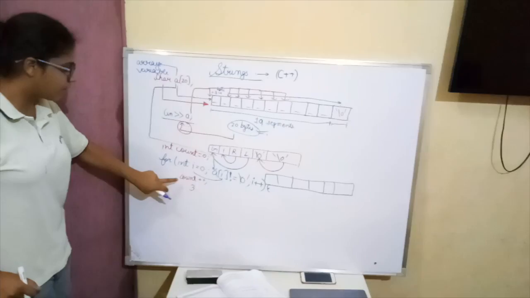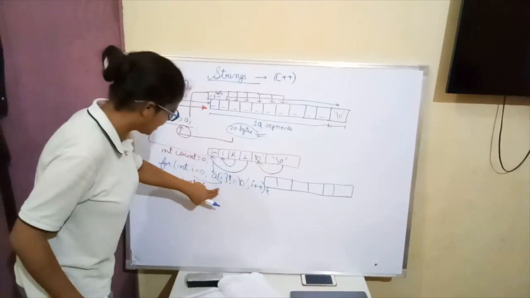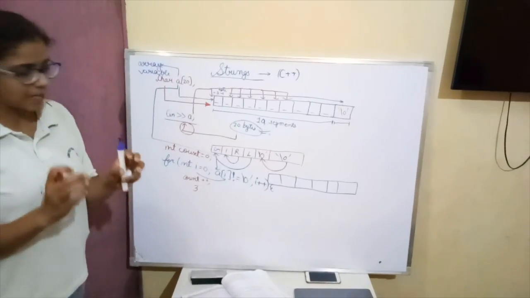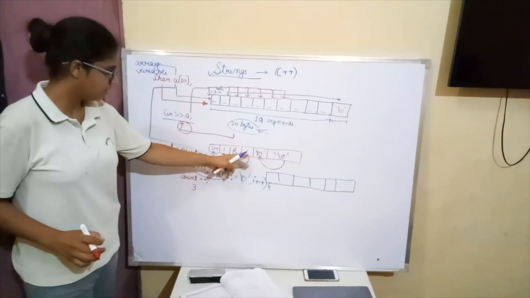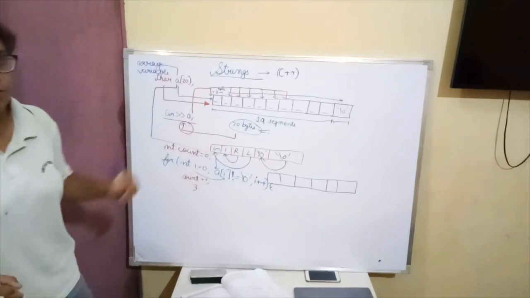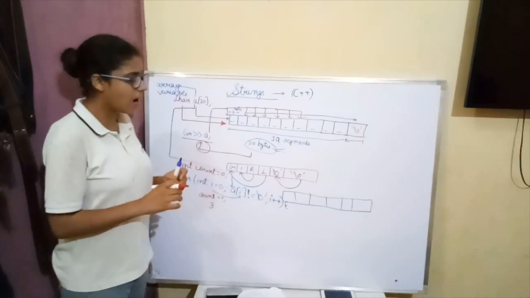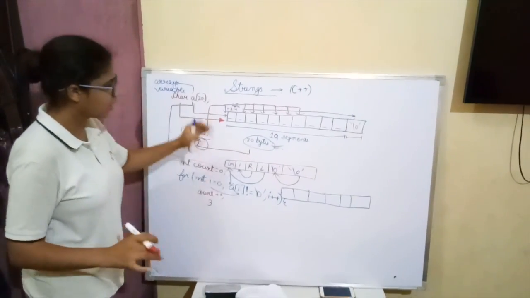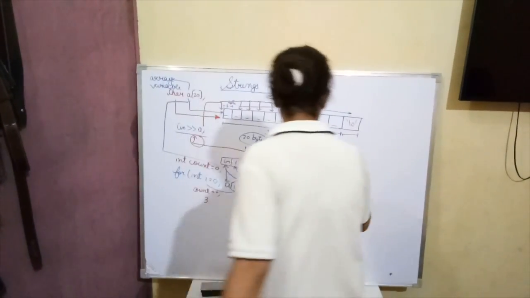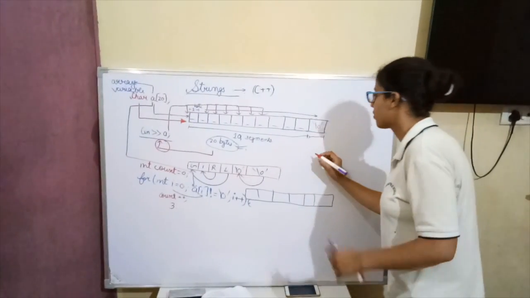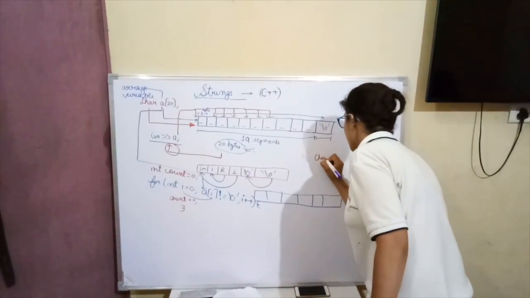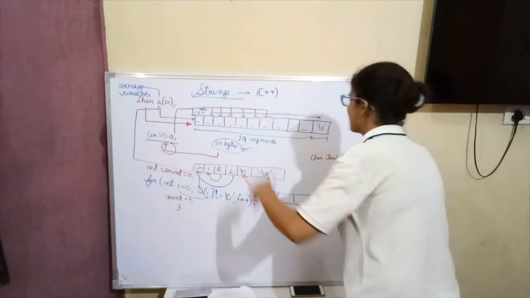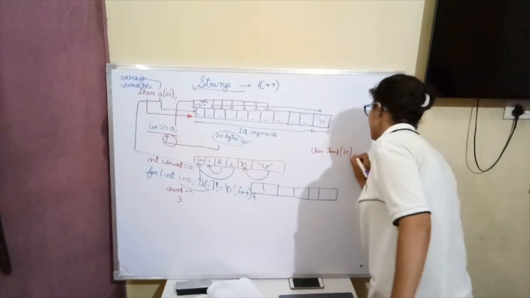In this way we count how many characters our string contains, and after that we create another array, a kind of temp, as I have discussed in my program. So it's a char temp, and we can give it the same size, I think 20, let's say.